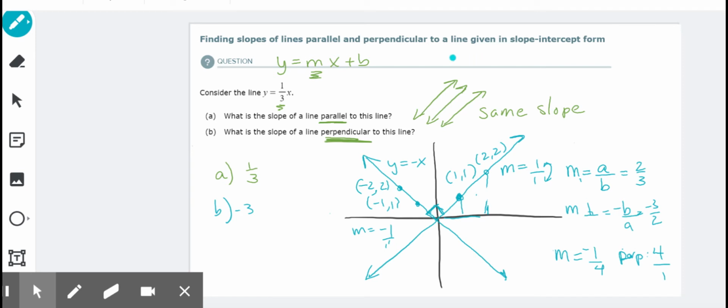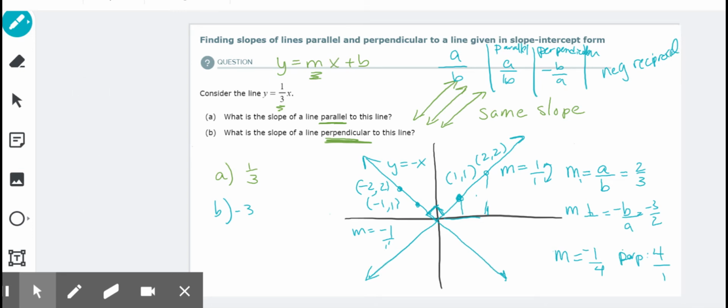Okay, so given a slope, if you want to do it like this, I don't know if this is better. It's all the same to me. If you're given a slope a over b, okay, parallel is going to be the same, a over b. Perpendicular is going to be -b over a. Flip it, it's the negative reciprocal. Okay, so we're going to encounter that in problems coming up.